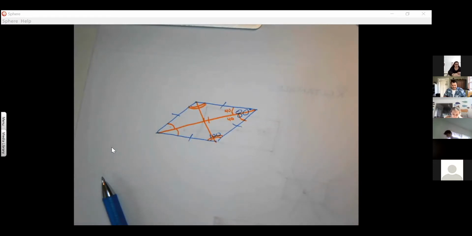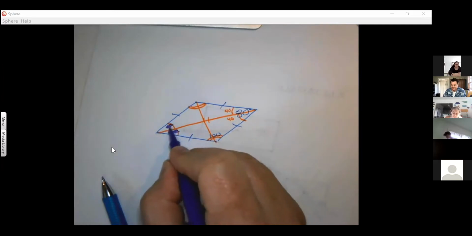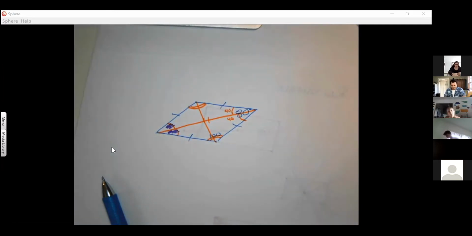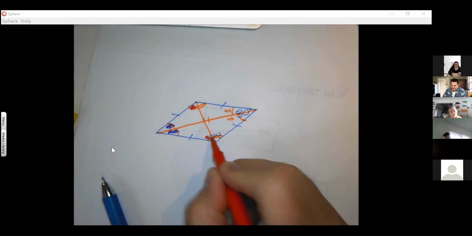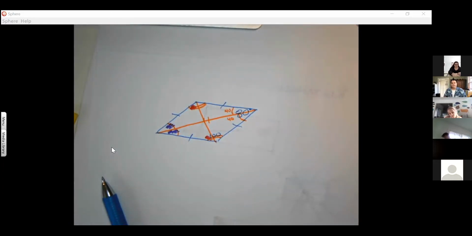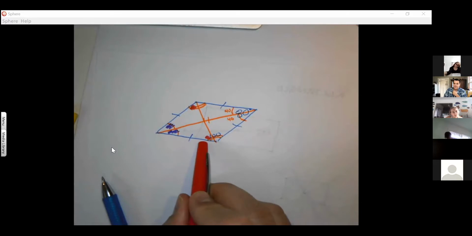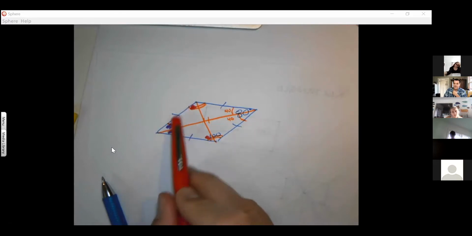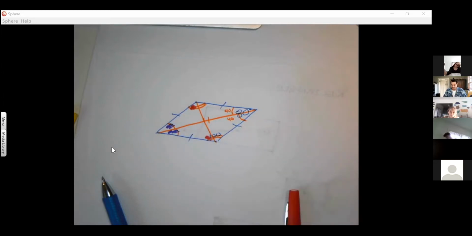Now, the other thing is, if we know that this angle is the same as this angle, and this angle, because it's half of that one, is the same as that one because it's also half, back when we did the triangle angle sum theorem, we had some corollaries. One of them was, if two angles in one triangle are congruent to two angles in another triangle, then the third angles must also be congruent.